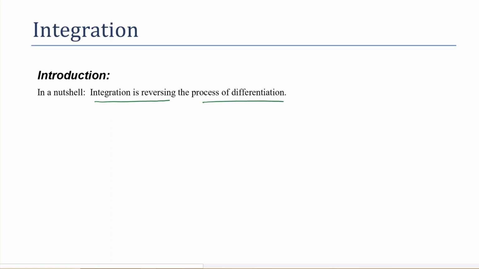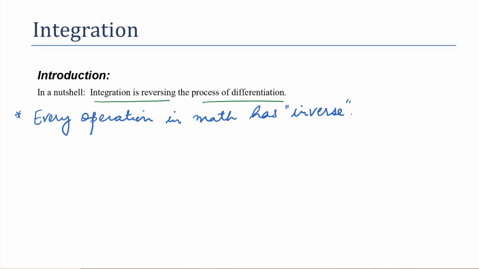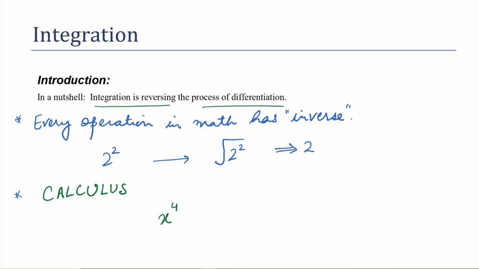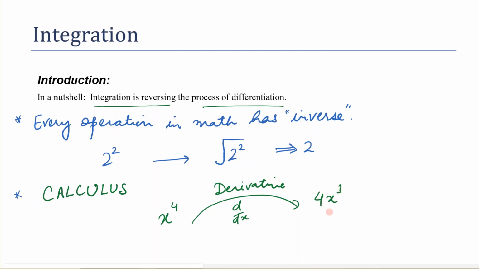We know that every operation in math has an inverse. For example, if you have 2 squared, the inverse process is the square root of 2 squared, which gives you 2. So square and square root are inverse processes of each other. Similarly, in calculus, if you take the derivative with respect to x of x^4, you get 4x^3. So we say that 4x^3 is the derivative of x raised to power 4.